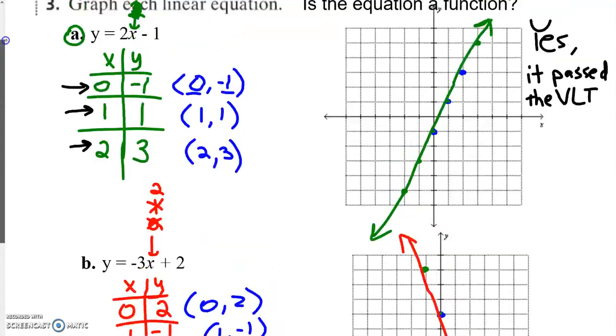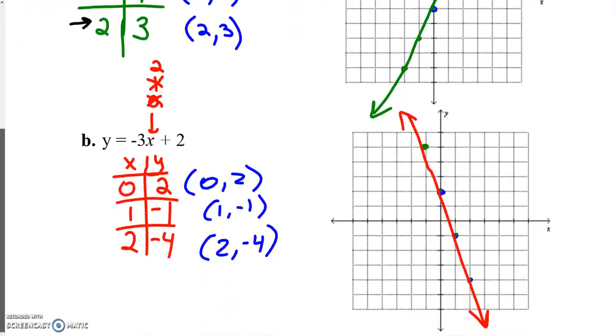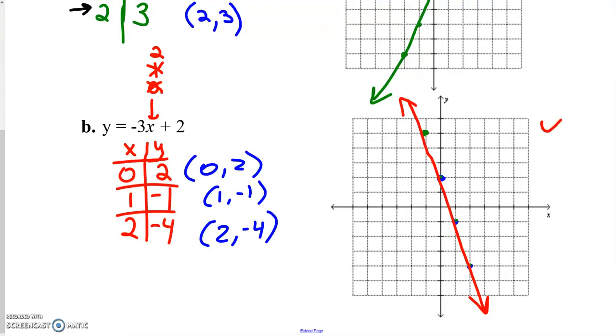So the directions had 2 parts. Graph it, and now answer: is this thing a function? Yes, this is a function. Again, it passed the vertical line test, the VLT. So this thing is a function.